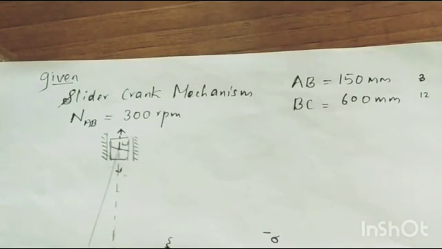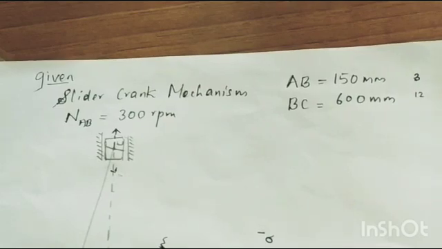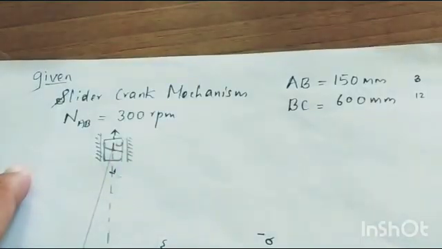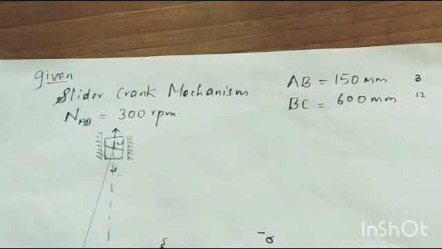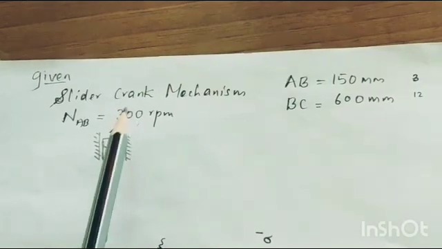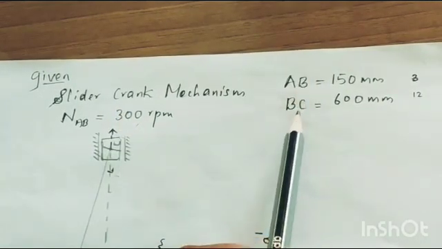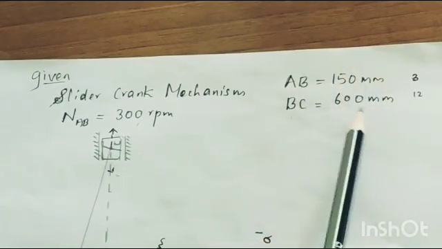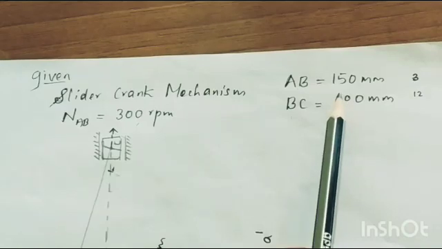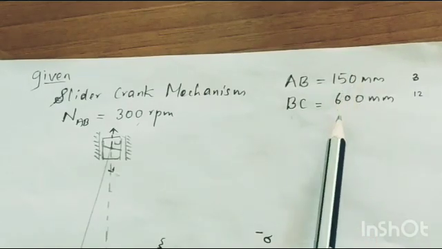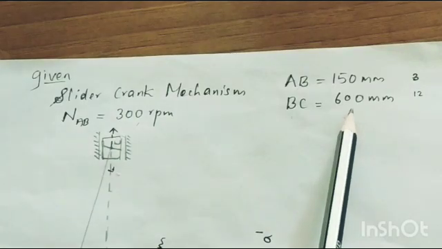Yes friends, now we can see the given data in the question. It is given that the mechanism used here is a slider crank mechanism, which is already shown here, and we can see the speed at which the crank is rotating, that is 300 rpm, and the length of the crank and the length of the connecting rod are also given. So this is the value. It's very difficult to draw according to this value, that is, this is 15 centimeter and this is 60 centimeter, so it will be very big.